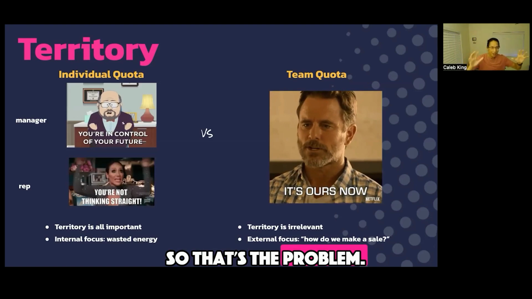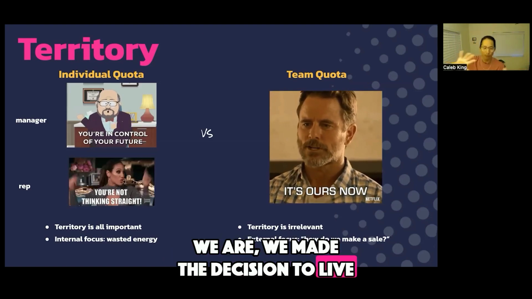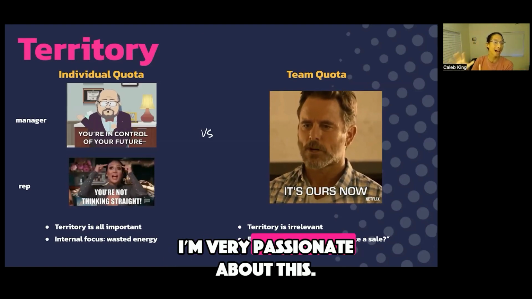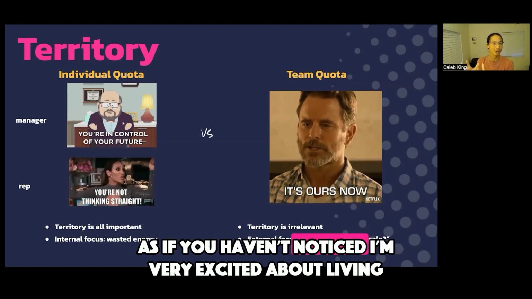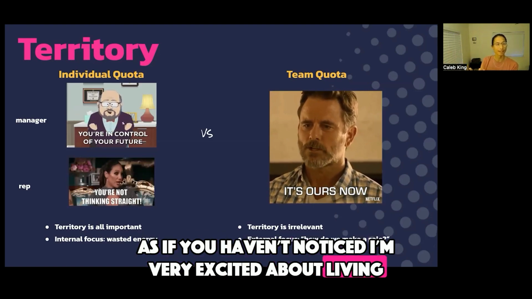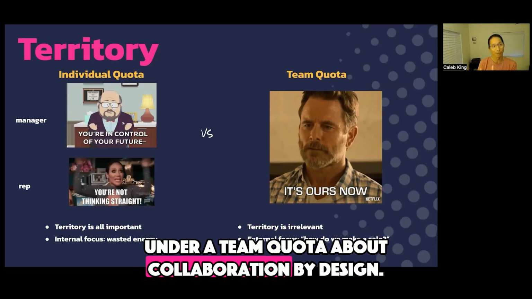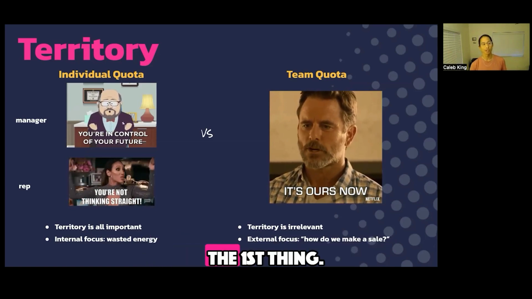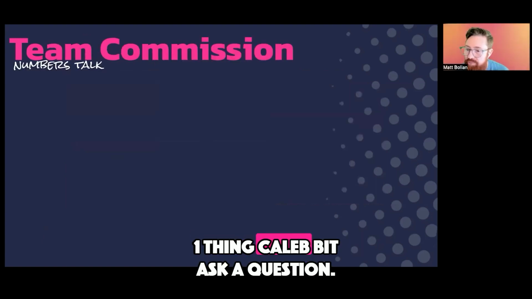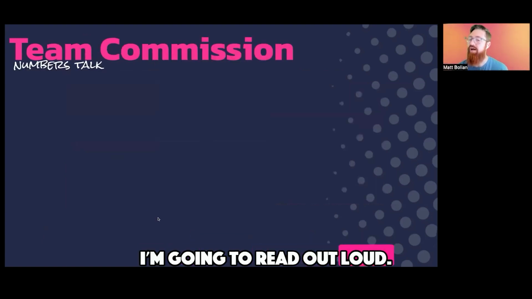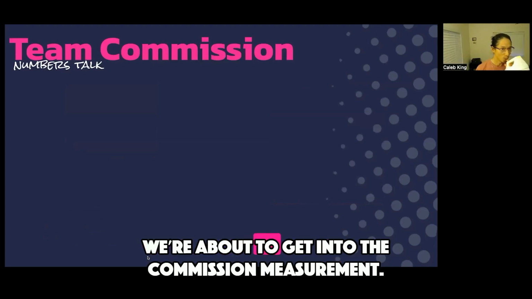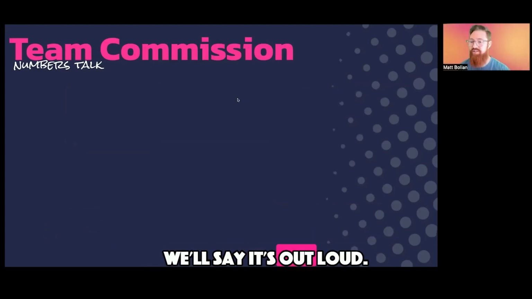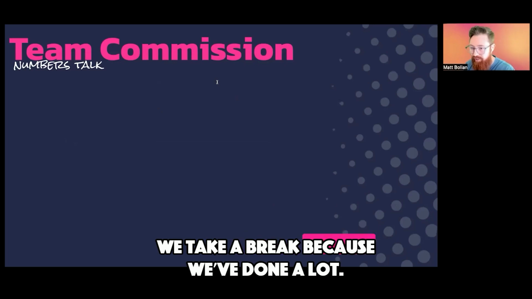So we've made the decision to live under a team quota. I'm very passionate about this, as you may have noticed. I'm very excited about living under a team quota, about collaboration by design. But what are some of the practical implications? How do we do this? The first thing: Caleb, Ben asked a question. I'm going to read it out loud. I think it's pertinent. We're about to get into the commission, but I just want to say this out loud. I think it's helpful. We take a break because we've done a lot.